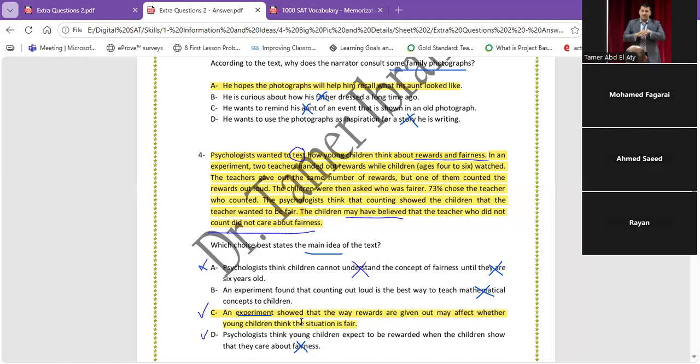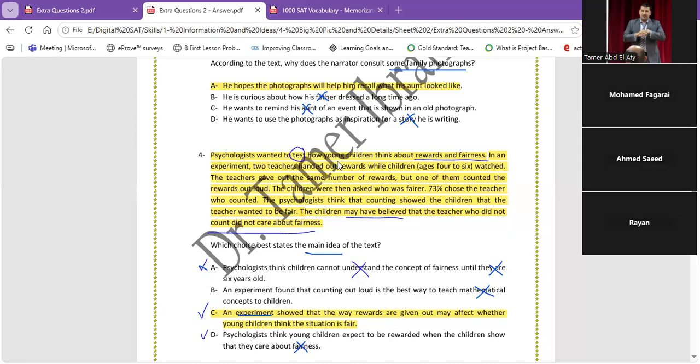So it can be. Psychologists think young children expect to be rewarded when the children show that they care about fairness. He talked about reward and fairness, so maybe. So what will happen right now? Read the whole text, just to choose between C and D. A and B are completely wrong.